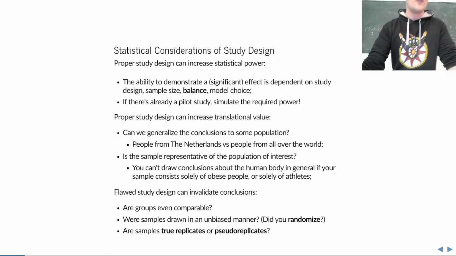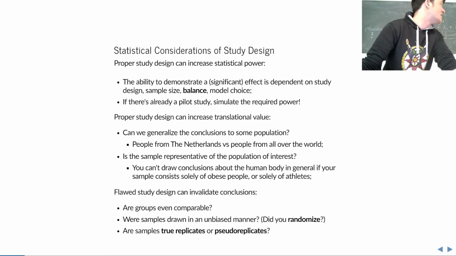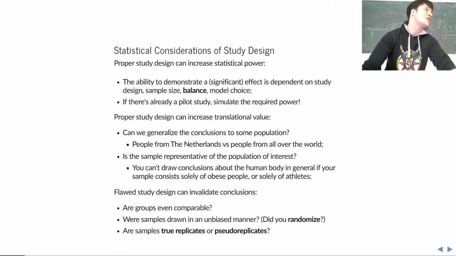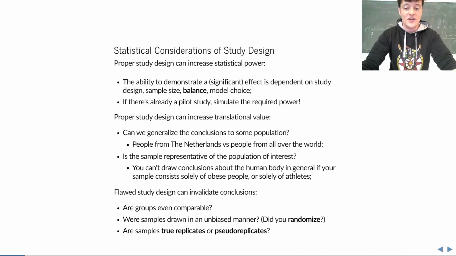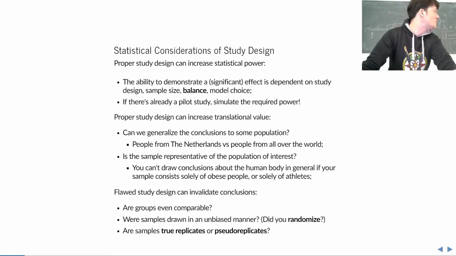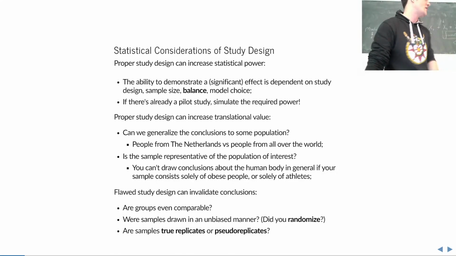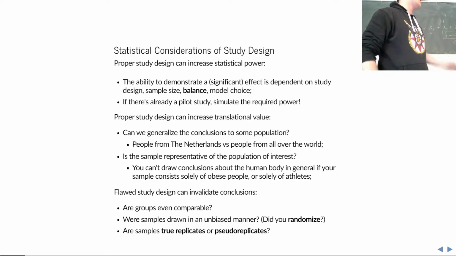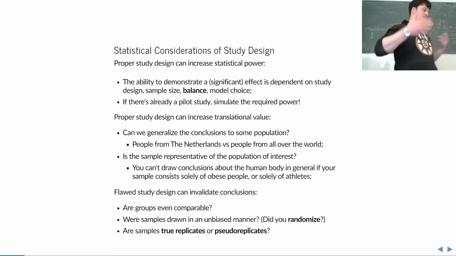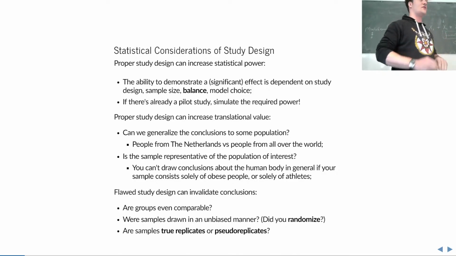So always keep in mind whether groups are comparable, because that can invalidate your entire study and make it difficult to draw any conclusions that are meaningful. Always try to randomize when it is feasible, because that prevents bias to a very large extent. And always, before you do any kind of data collection or experimenting, think about what constitutes a true replicate, and avoid pseudo-replication if you can.